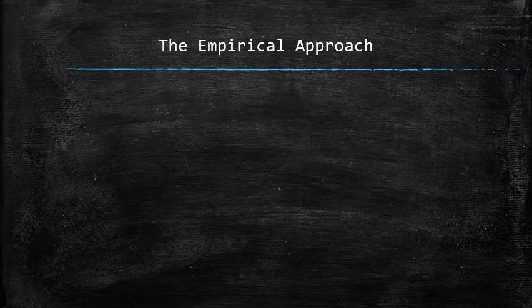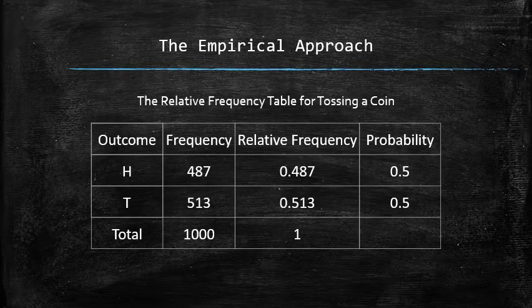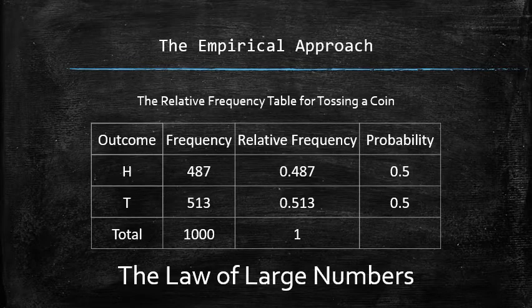Now, if we toss a coin 1,000 times, we would see the following relative frequency distribution table, in which the relative frequencies are much closer to the true values of the probabilities. This phenomenon is known as the law of large numbers, that states that the larger the number of experiments, the closer the relative frequencies approximate the true value.